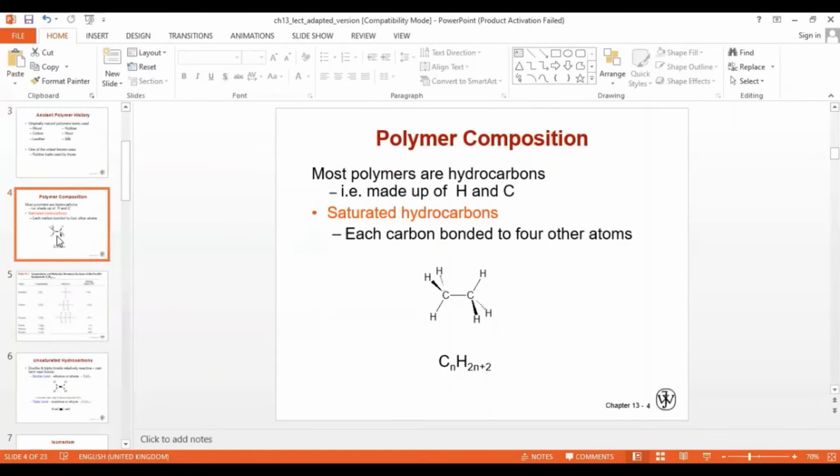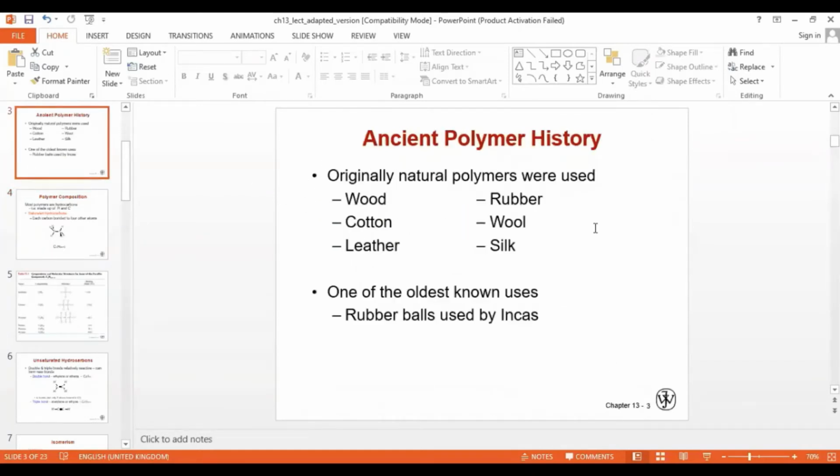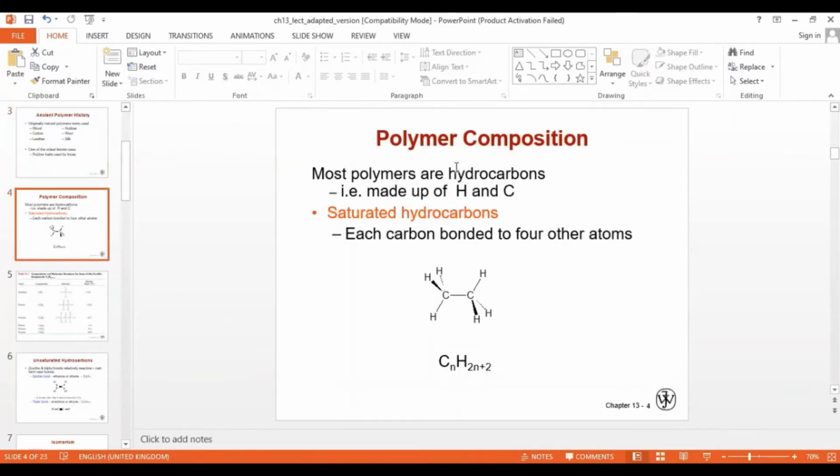Right. Polymer composition. Most polymers are hydrocarbons. Among wood, cotton, leather, rubber, wool, silk, usually most of the polymers are hydrocarbons. So what are hydrocarbons? They have hydrogen and they have carbon. If you take any polymer, most of the composition will be carbon and hydrogen.